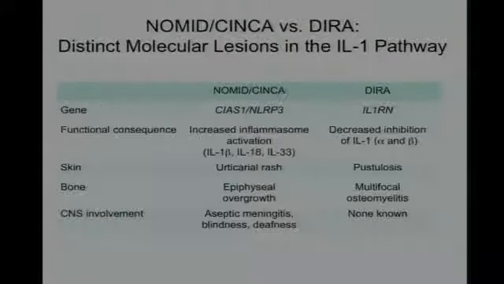So in any case, this table just summarizes the comparison of NOMID with DIRA. Different genes are involved. The functional consequences for NOMID, it's activation of the inflammasome. For DIRA, it's decreased inhibition of IL-1. Different skin rashes, different bone manifestations, different CNS involvement as well.